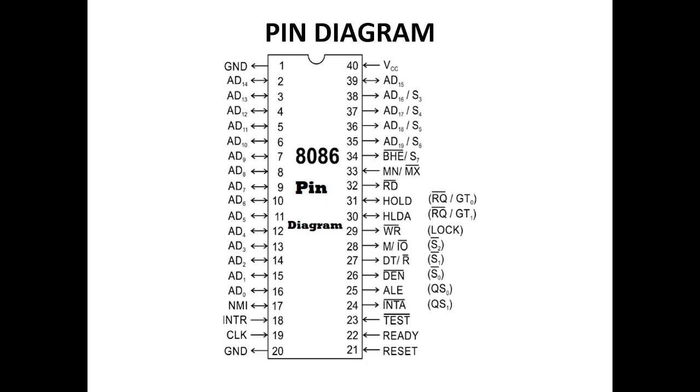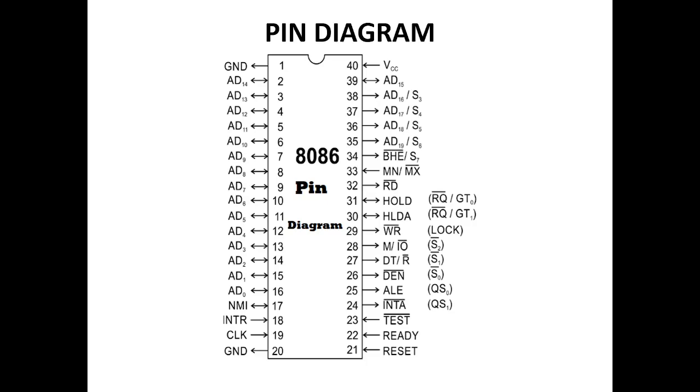Hold. This is for the DMA controller, HOLD for DMA access. The signal indicates that another master, that means a DMA controller or processor, is requesting the host 8086 to hand over the system bus. Hold acknowledgement, that means HLDA. On receiving the hold signal, 8086 outputs the HLDA signal high as an acknowledgement.